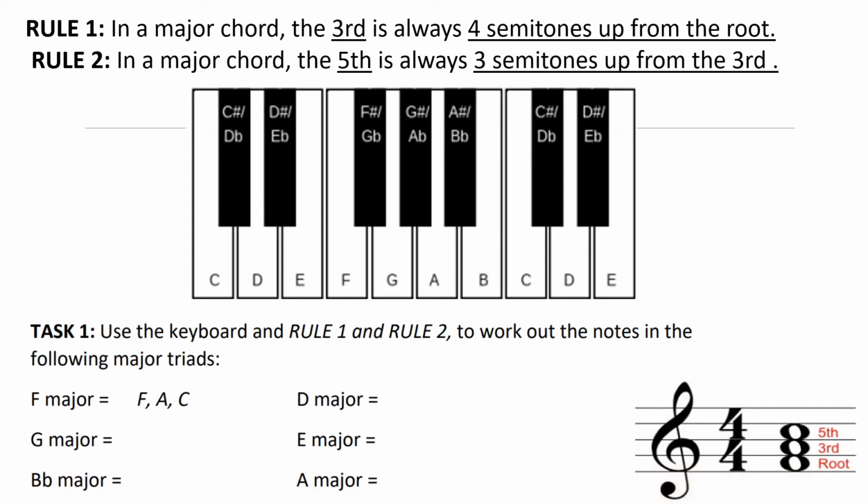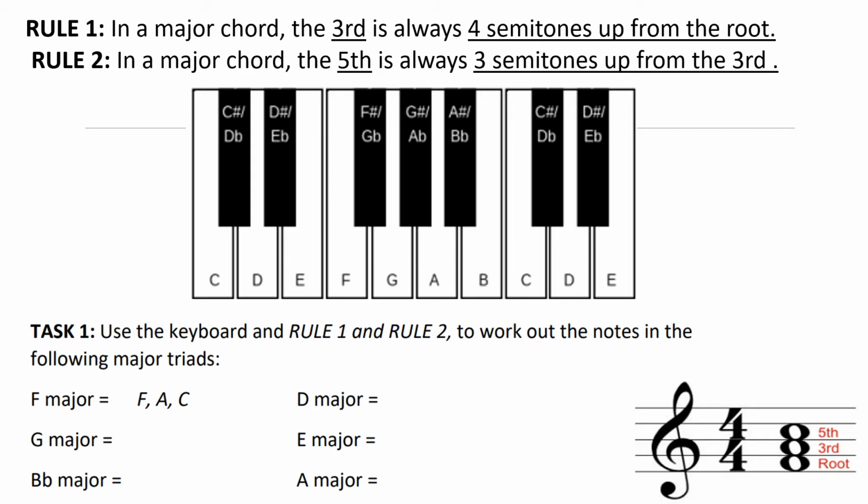So to practice, you guys are going to use rule 1 and rule 2 to try and work out the notes in a G major chord, a B flat chord, D major chord, E major chord, A major chord. Now you need to spend 5 minutes on this. So to keep this up on the board, you need to pause now and work them out. Once you've finished working them out, you can then press play.